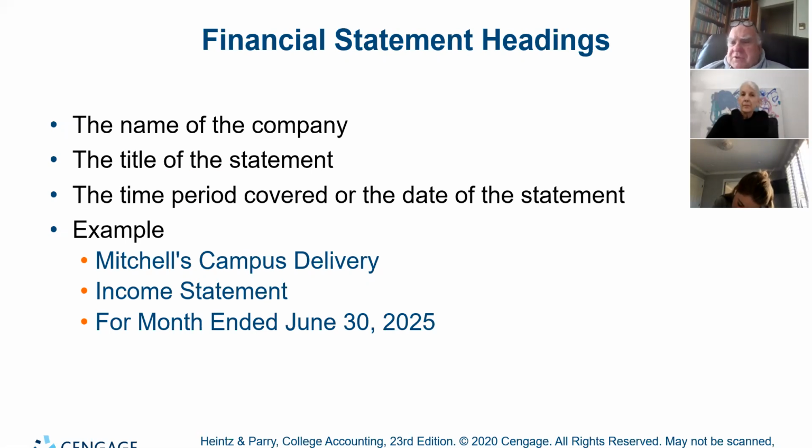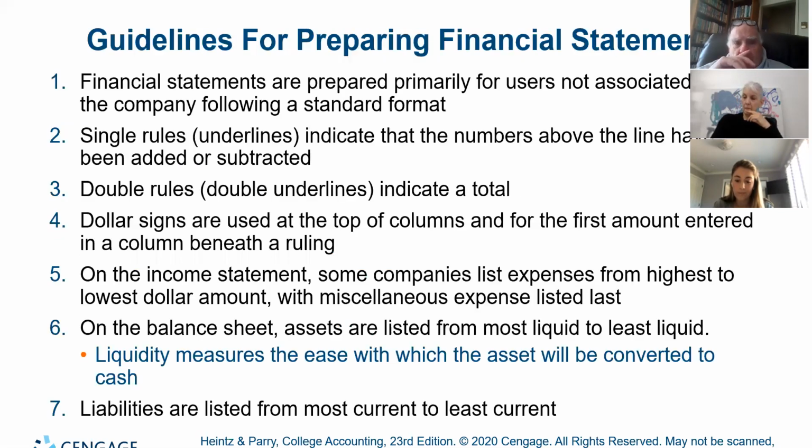So on the income statement, it's Mitchell's Campus Delivery Company income statement for the month ended June 30th. Because an income statement is not a point in time. An income statement is the accumulation of all revenues and all expenses. It covers the entire month. So it's important to say for month ended. If you put down income statement as of June 30th, you would be 100% wrong, because it's not as of June 30th, it's for the entire month. And we'll talk about that a little more as we keep going here.